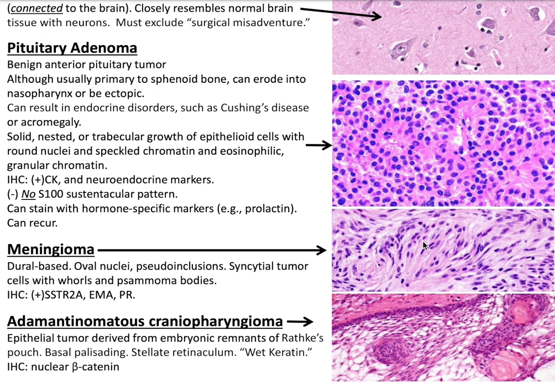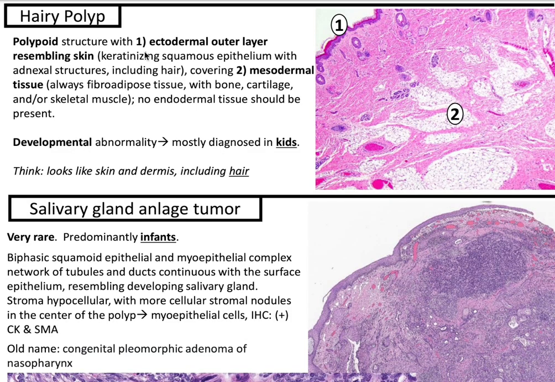Adamantinomatous craniopharyngioma. This is an epithelial tumor derived from embryonic remnants of Rathke's pouch. You'll have basal palisading, stellate reticulum, the quote-unquote wet keratin, and it'll be positive for beta-catenin in the nucleus of the cell.